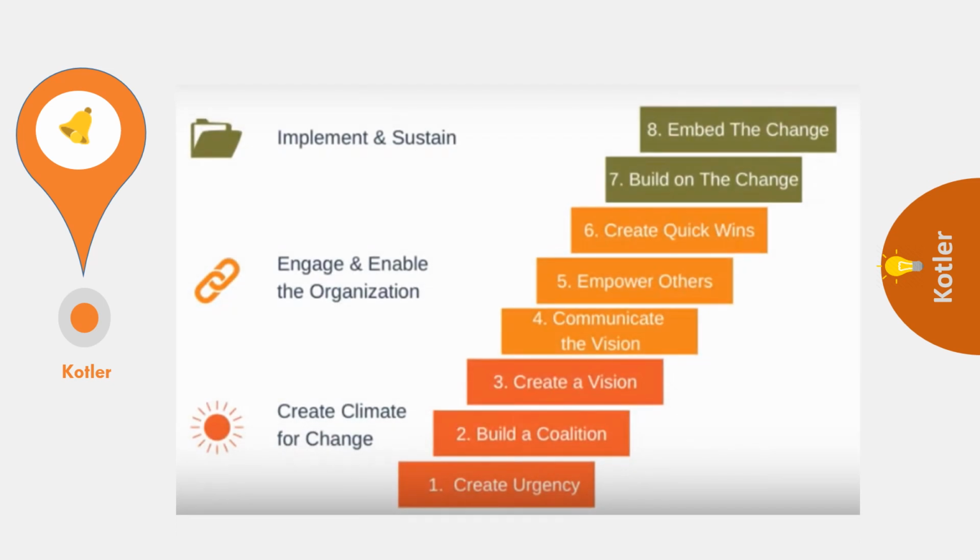Now, if we view Kotler's 8-stage change model, there are predominantly three different areas, which include creating a climate for change, engaging and enabling change in the organization, and implementing and sustaining the change. So, at the lowest level, we're saying, what is the reason why you want to create this change, and you will also want to create a shared understanding of what changes you want to effect in the organization.